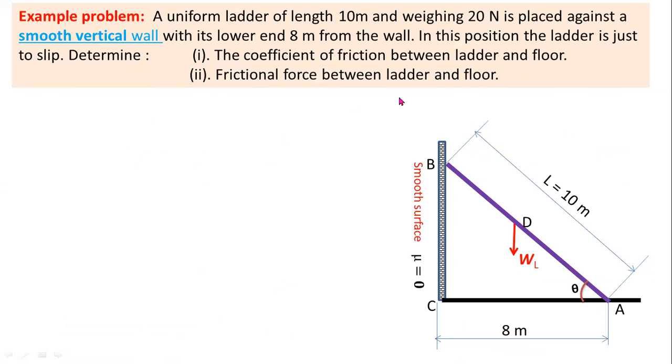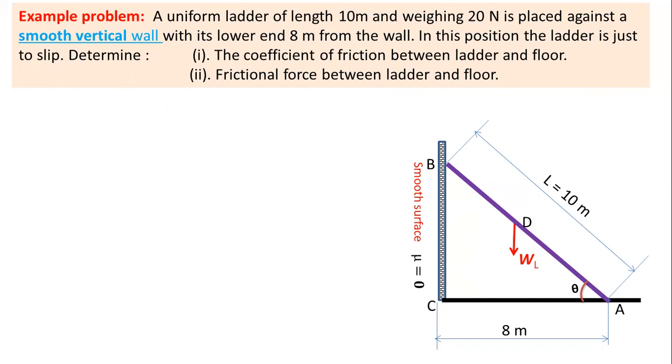Now this is the given problem. A uniform ladder of length 10 meters and weighing 20 newtons is placed against a smooth vertical wall with its lower end 8 meters from the wall. In this position, the ladder is just about to slip. Determine the coefficient of friction between the ladder and floor, and the frictional force between the ladder and floor. This is the question.